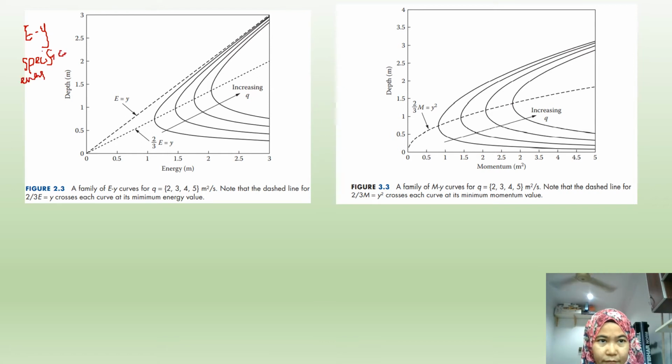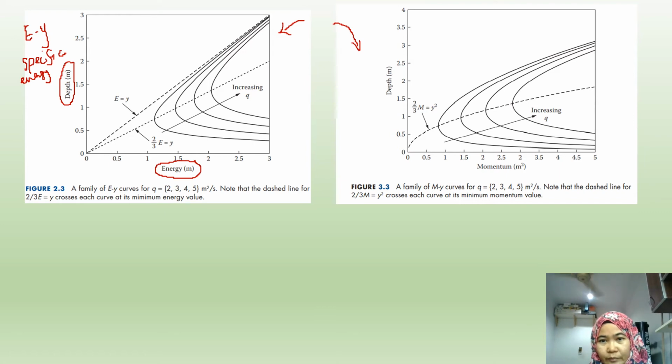Energy graph. On the y-axis you have depth of flow, the depth of the channel, and on the x-axis you have energy. You have seen this specific energy figure before, in the previous lecture. I also gave you some observations that you should make from this figure.